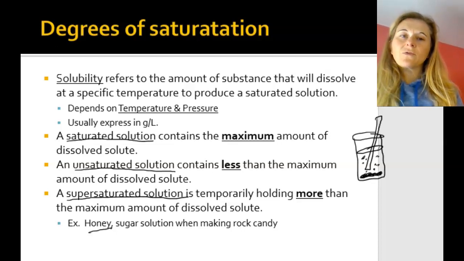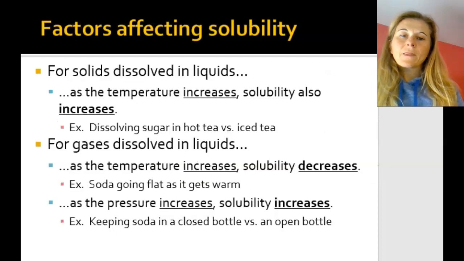Which brings me to a question. What is the difference between putting sugar in a cold solution compared to a hot solution? Like putting sugar into cold tea compared to putting it in hot tea. What do you think? All right, let's take a look.